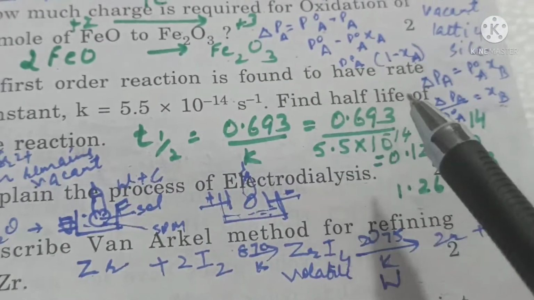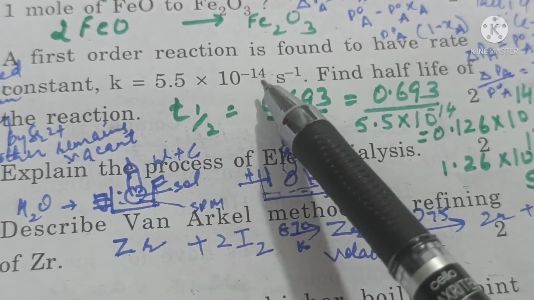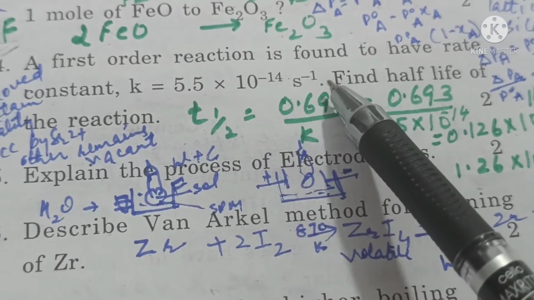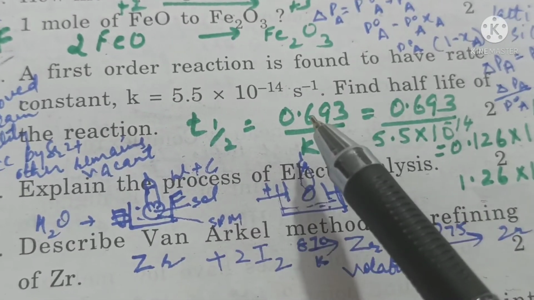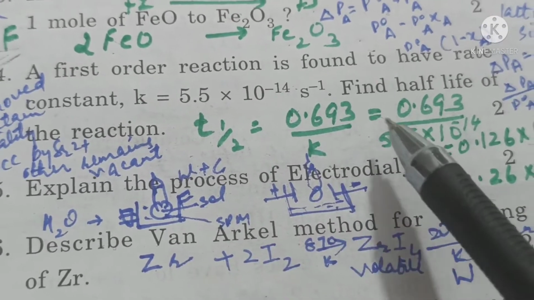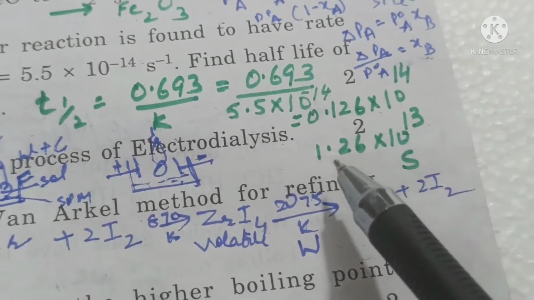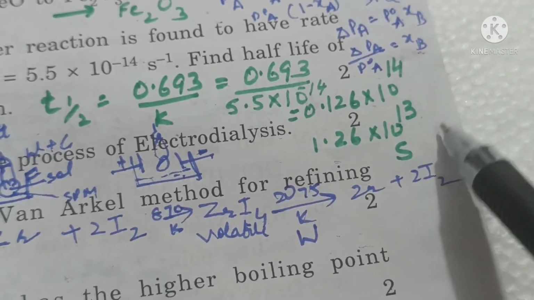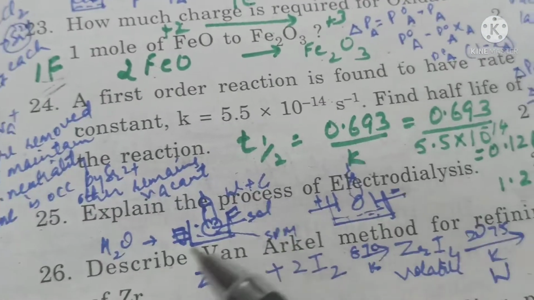A first order reaction is found to have rate constant equal to 5.5 into 10 raised to the power minus 14 per second. Then half-life we can find out by using this formula 0.693 upon K. So putting the value of K over here and solving, we get the answer 1.26 into 10 raised to the power 13 seconds. So this is the half-life.